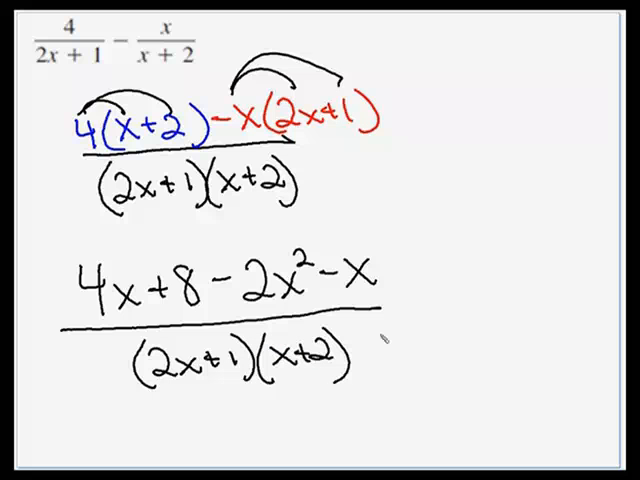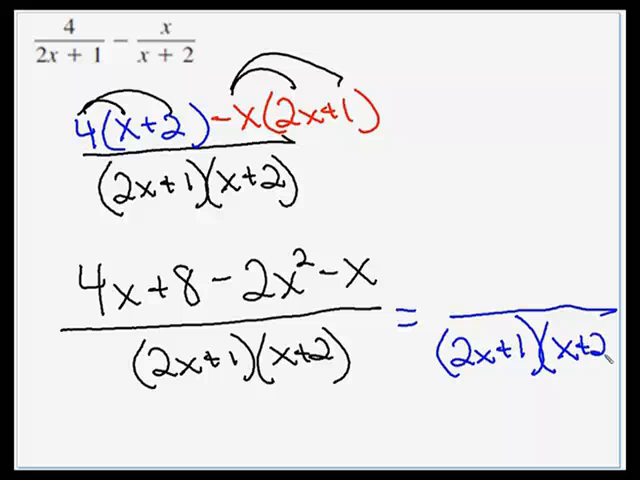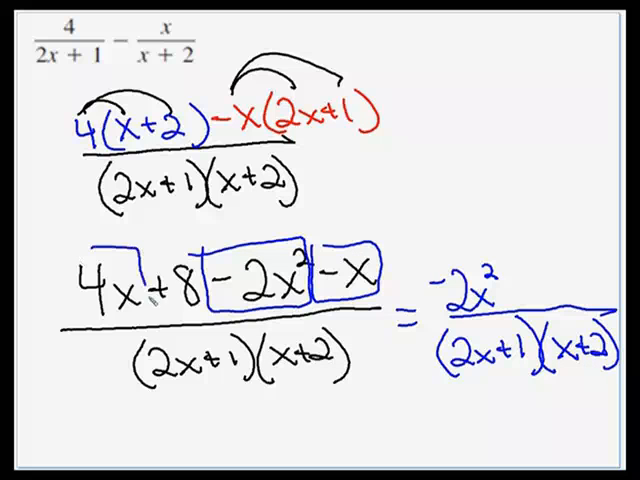And finally, we just clean up that numerator by collecting like terms. Our denominator will not change. That is the quantity 2x plus 1 times x plus 2. In the numerator, we only have one squared term, and it's minus 2x squared. We have a minus x and a plus 4x. 4x minus x is plus 3x. And then we have a plus 8 at the end. And there's our final answer.